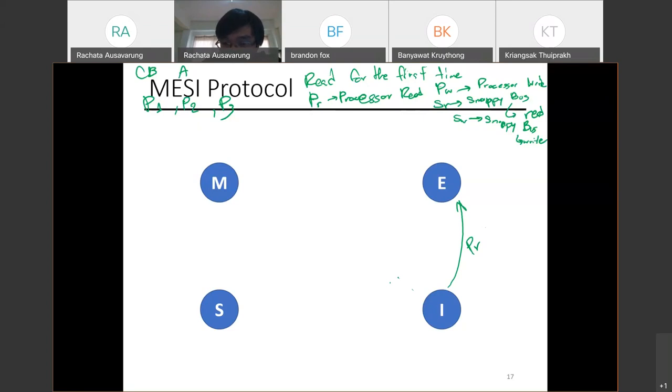What will happen if I'm writing from invalid? So from here, where do I go if I'm writing, if I see processor write? So if I see processor write, where do I go? Do I go to exclusive or do I go to modify? I'm writing, right? So the data is modified. So I will move here. If I see processor write, I send a signal to everyone else that, hey, I'm modifying this data. With me so far? Are you with me so far?